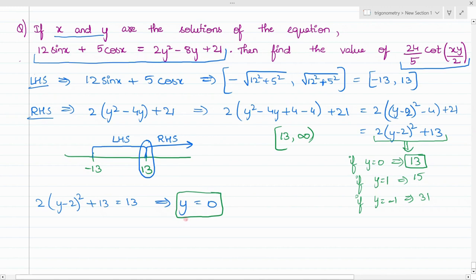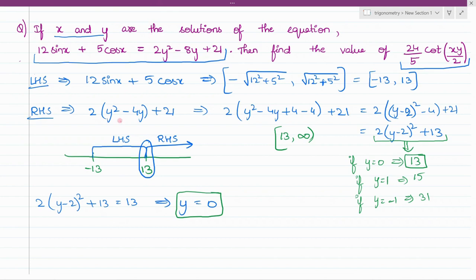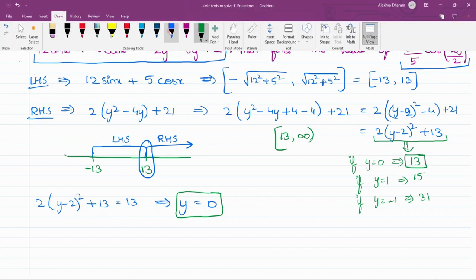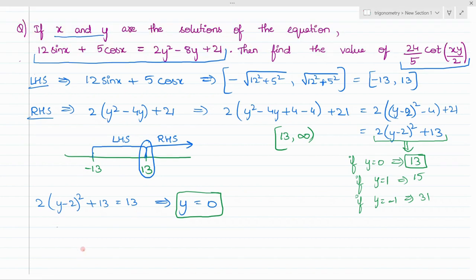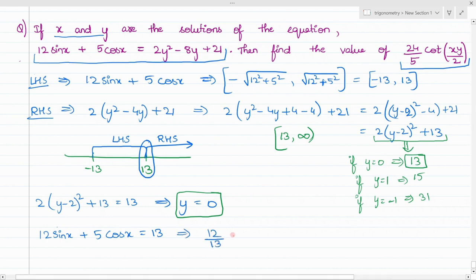Now we need to get the solution of x. To get that, we need to equate LHS with 13. So it becomes 12 sin x plus 5 cos x is equal to 13, and it becomes 12 by 13 sin x plus 5 by 13 cos x is equal to 1.